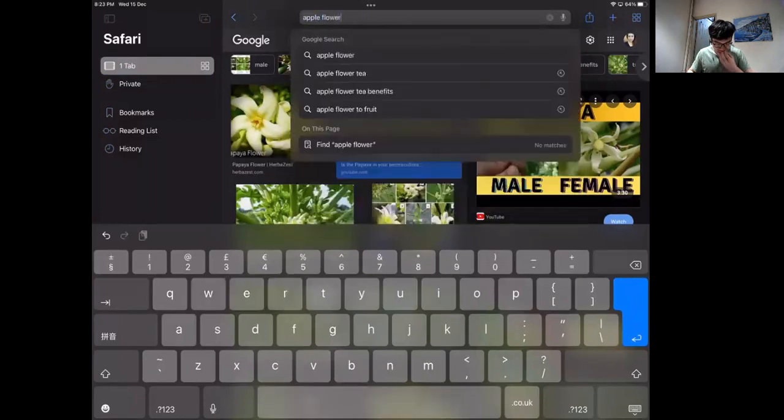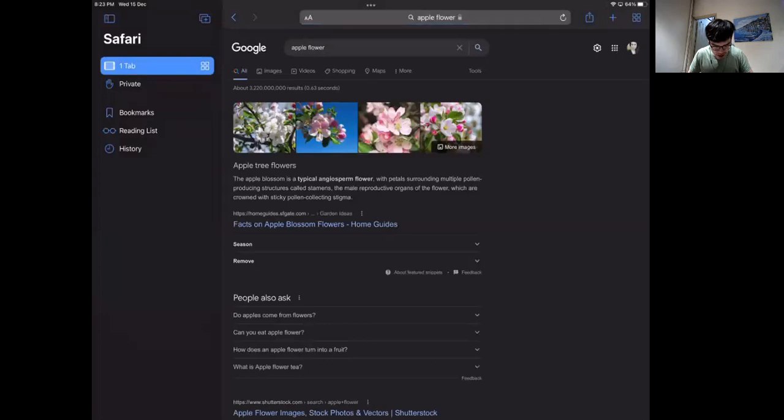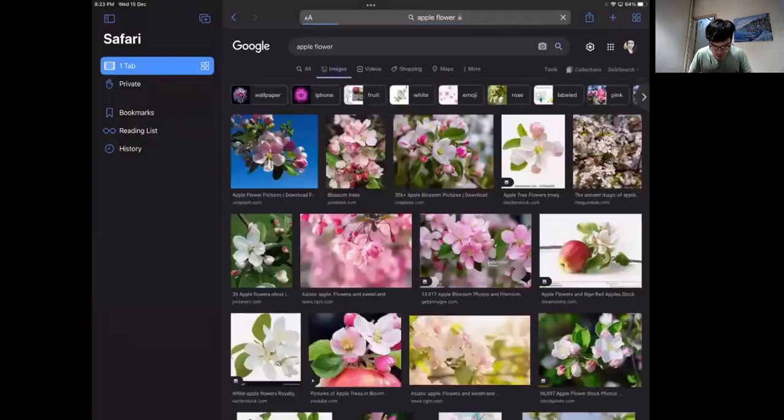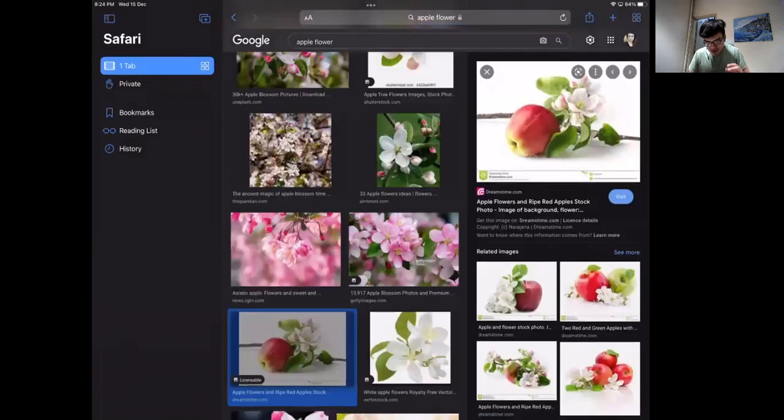Okay, let me show you apple flower. Apple flower looks like this. Apple tree flower. You see? But we don't see this thing because they just pluck it down and then they just don't care about the flower. You see, this is apple flower.